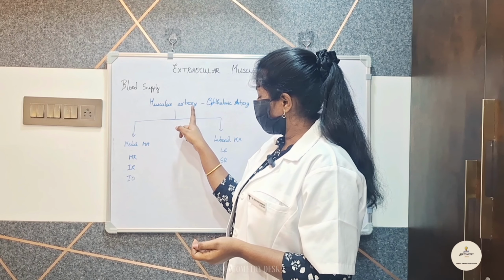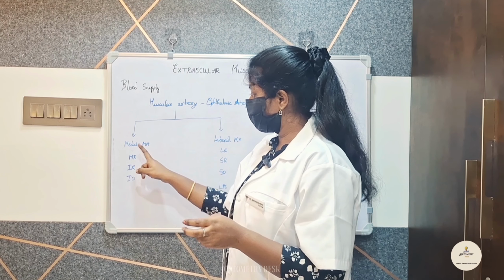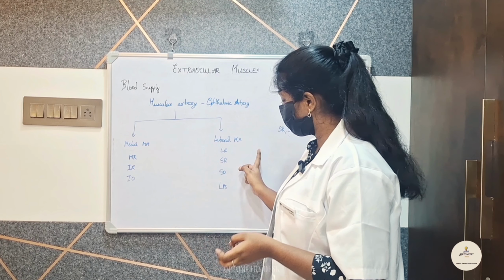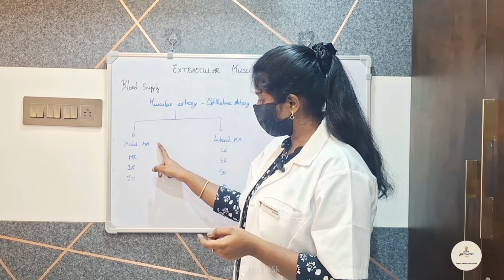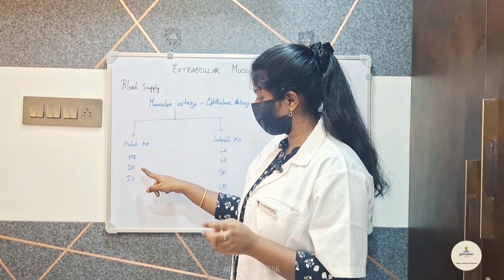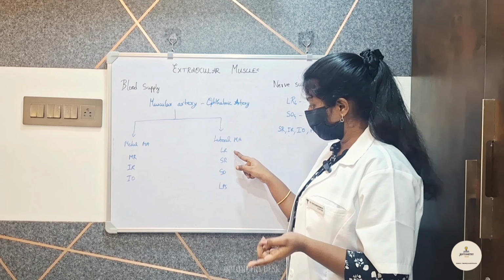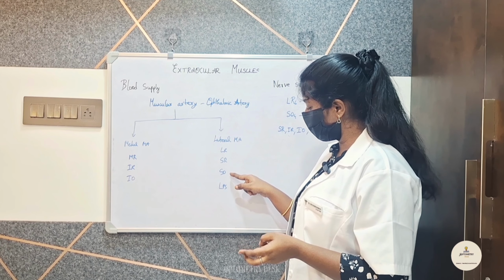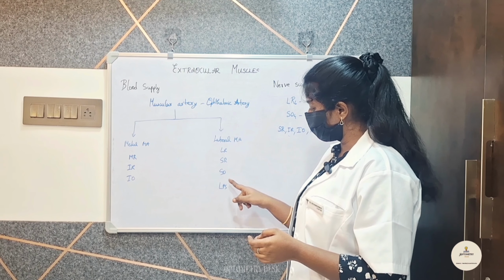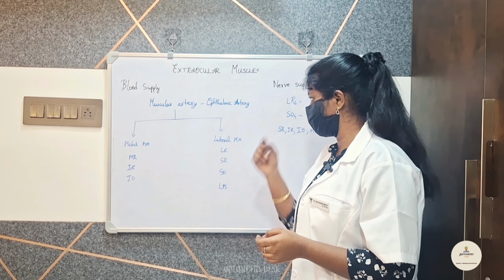Coming back to the topic, muscular artery. It has two further branches, the medial muscular artery and the lateral muscular artery. The medial muscular artery will supply the medial rectus, inferior rectus and inferior oblique, and the lateral muscular artery will supply the lateral rectus, superior oblique, and apart from extraocular muscles, it supplies the levator palpebrae superioris.